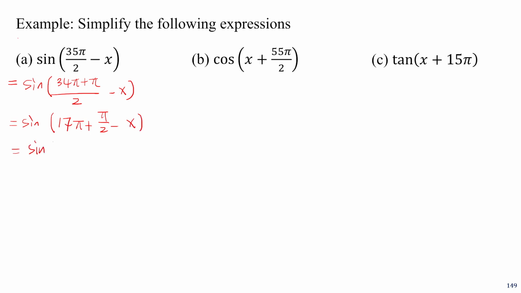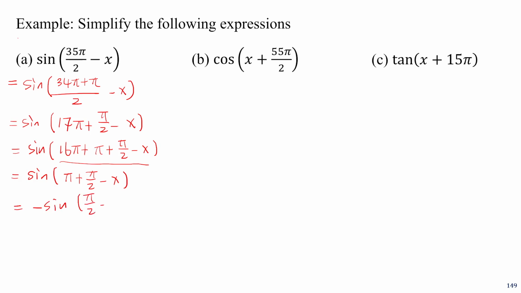And 17 pi equals 16 pi plus another pi, then plus a half pi minus x, right? So 16 pi is 2 pi times 8, so that means 8 extra terms. So we can just cancel that because this angle is coterminal with this angle here, right? And we know sine pi plus an angle equals negative sine that angle, so that equals negative sine half pi minus x. Then according to cofunction, sine half pi minus x equals cosine x. So eventually we have negative cosine x, right?